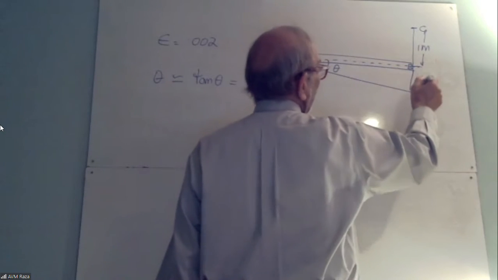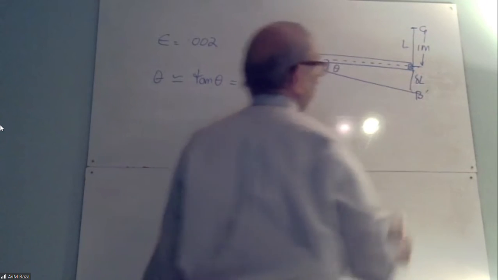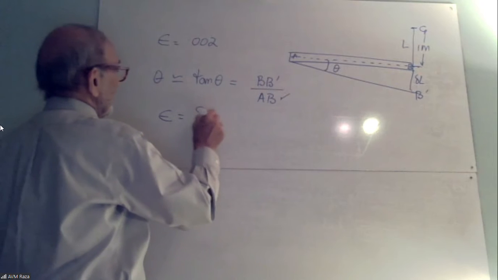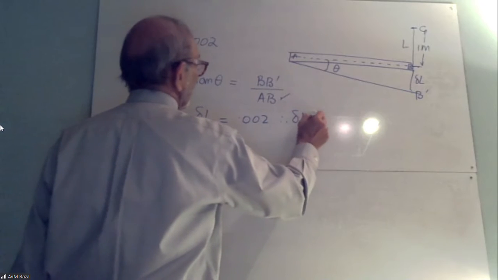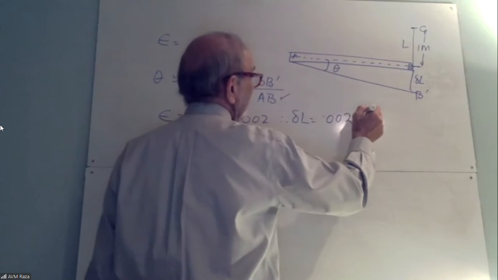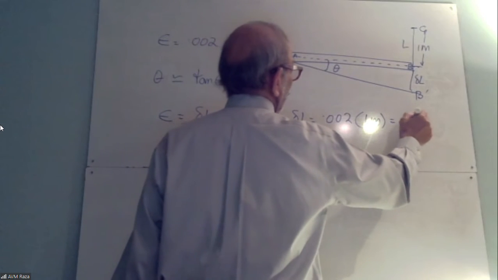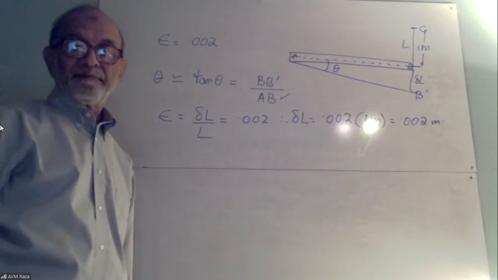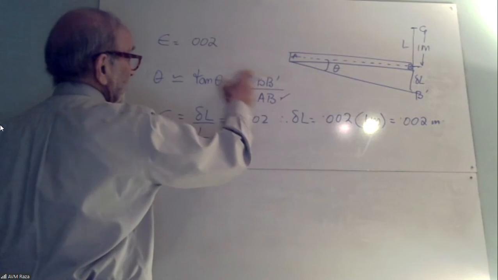To find tangent theta, I need to find BB prime. Let's call BB prime delta L. If this is L, the original length of 1 meter, this is delta L, the change in length. Then my normal strain epsilon is defined as delta L over L, which is given as 0.002. Therefore delta L equals 0.002 times the original length L, which is 1 meter. So delta L is 0.002 meters. Everybody good? So now I have both BB prime and AB, so I can find theta.